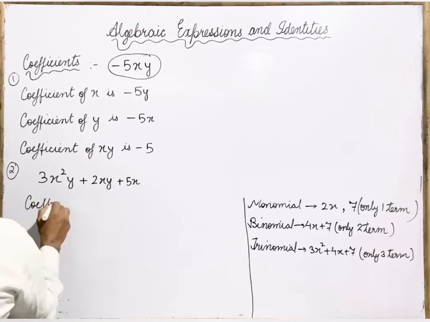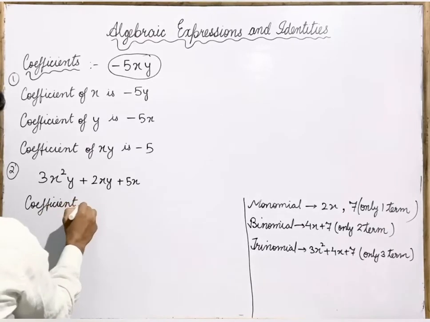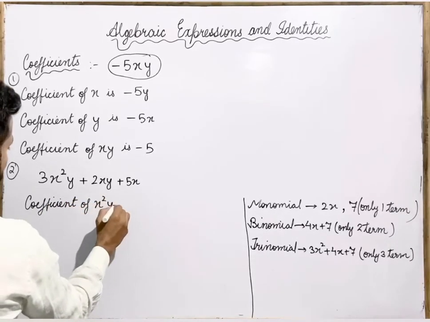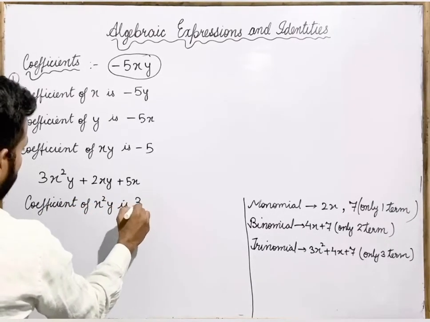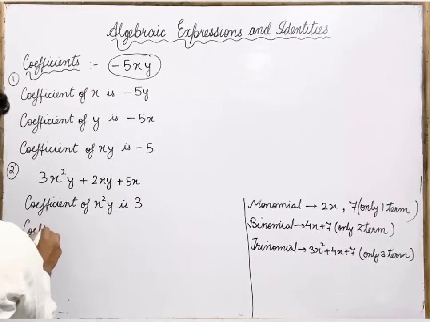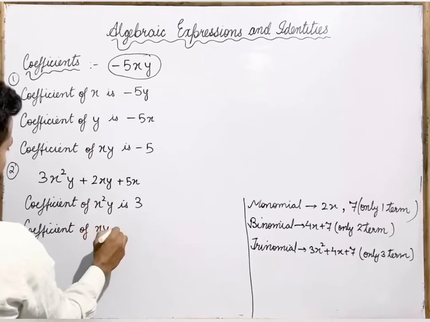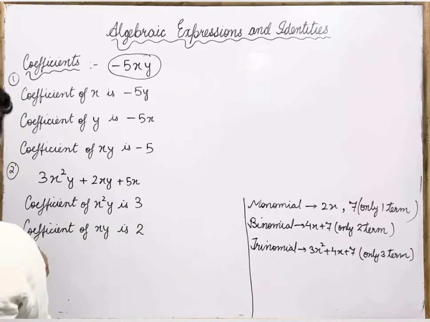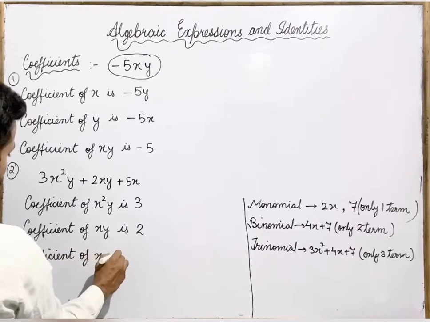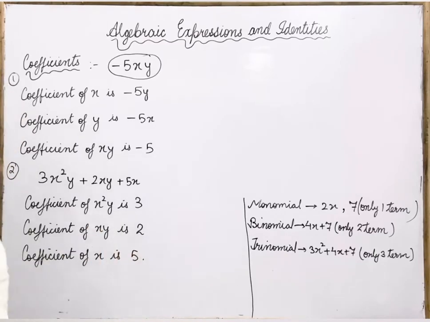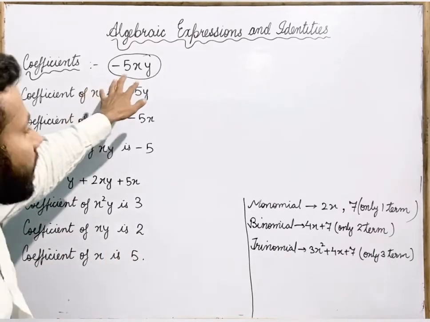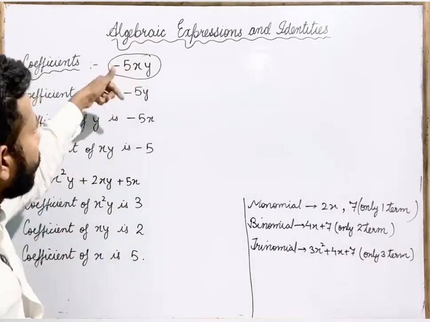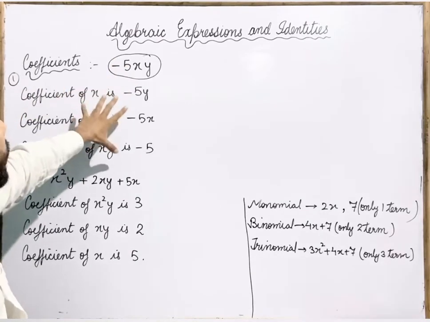Coefficient of x square y is 3. Coefficient of xy is 2. Coefficient of x is 5. So this is how you do it. If there is a single term, all the other terms can have coefficients like this.